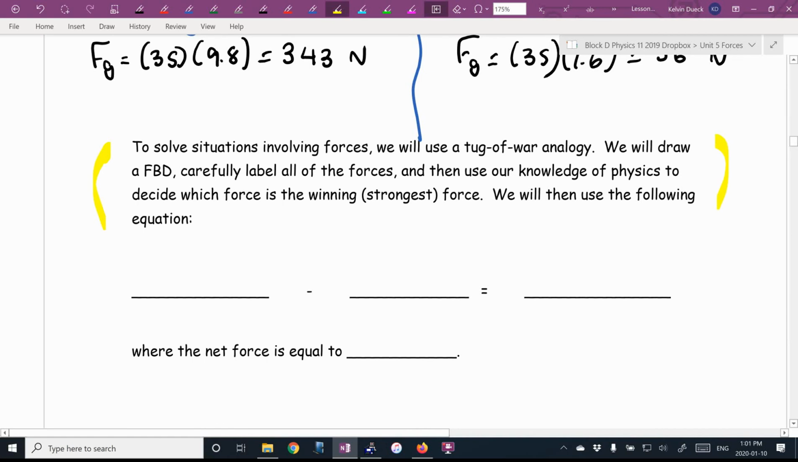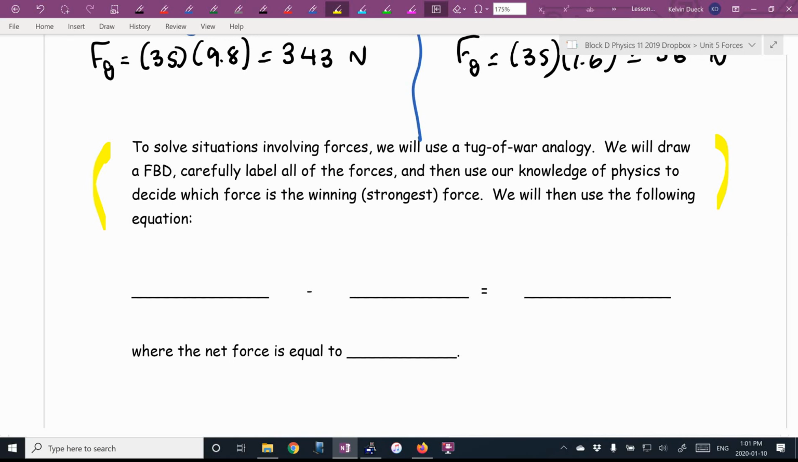This is how we're going to solve everything, Physics 11 and Physics 12. Here it is, the focal point of the lesson. To solve any situation involving forces, we're going to use a tug-of-war analogy. Who has Mr. Kamosi for math right now? You guys are just doing systems of equations, yes? There is a way to teach this using systems of equations, and when I first started teaching, that's how I taught it. And then I stole the tug-of-war analogy from my friend who teaches at SRT. Got to give him full credit.